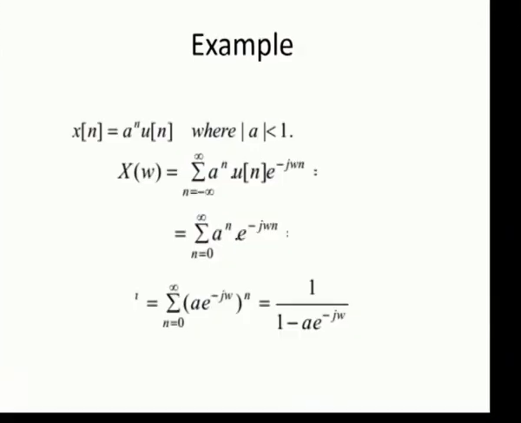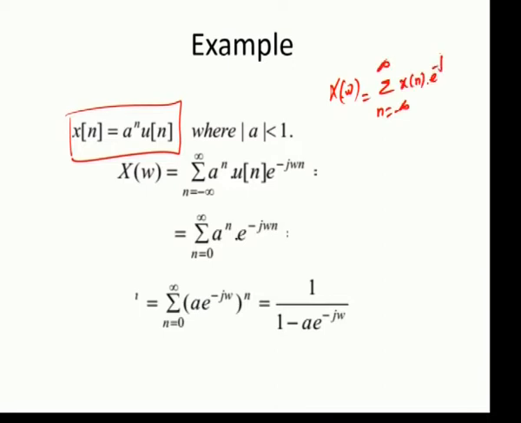Another example I have taken is x of n equal to a power n u of n, where the modulus of a is less than 1. First, we write the formula: X of omega is equal to the summation of n equal to minus infinity to plus infinity of x of n e power minus j omega n. Instead of x of n, I write a power n u of n e power minus j omega n.